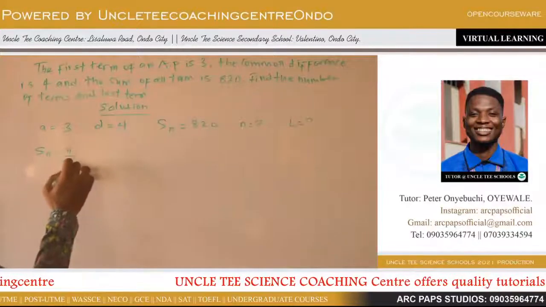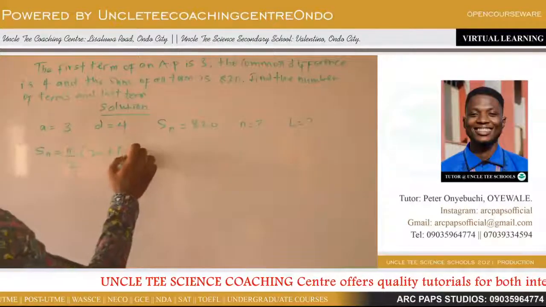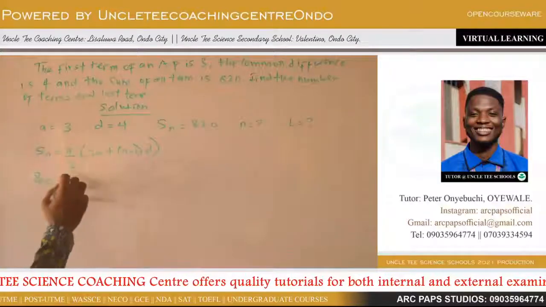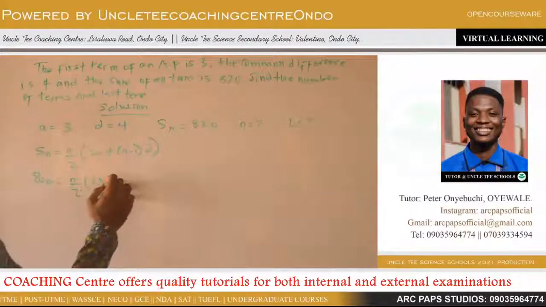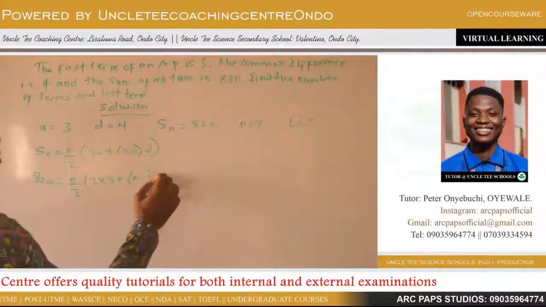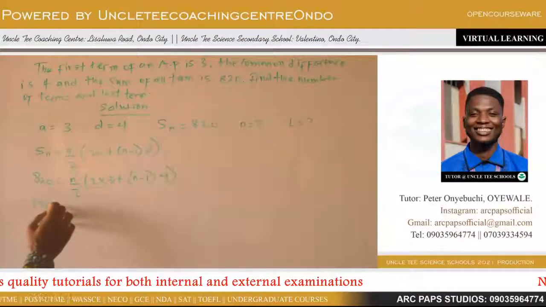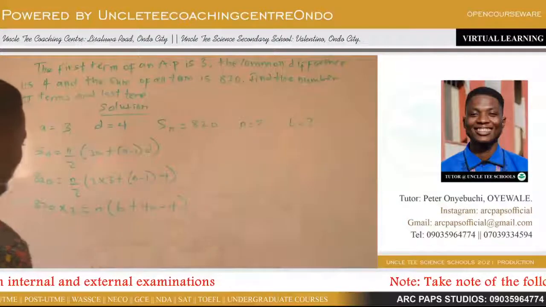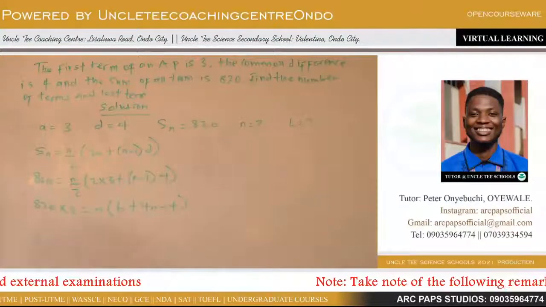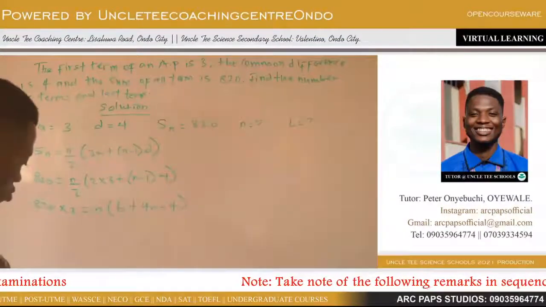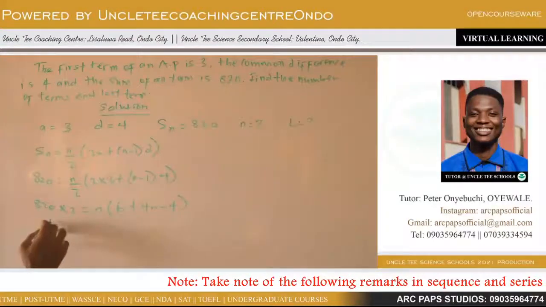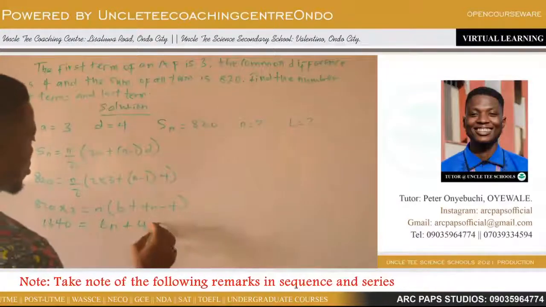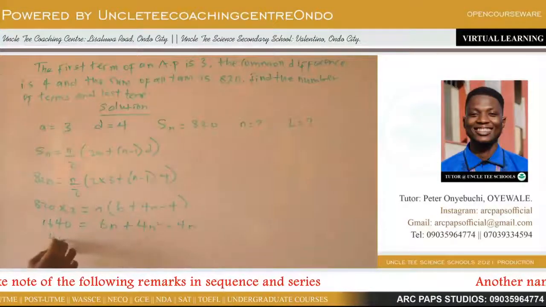Now our Sn is equal to n over 2 into 2a plus n minus 1 common difference. So our Sn, which is 820, is equal to n over 2 into 2 times 3 plus n minus 1 common difference, which is 4. So 820 times 2, that will give us n into 6 plus 4n minus 4. Now 820 times 2 will give us 1640 is equal to 6n plus 4n squared minus 4n.